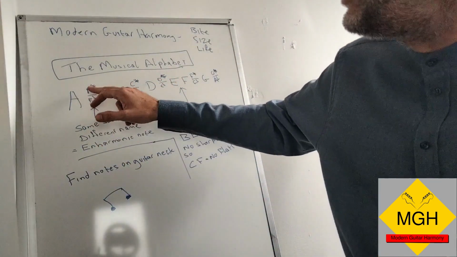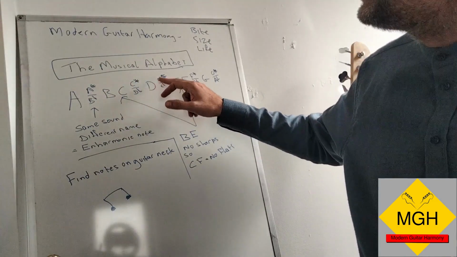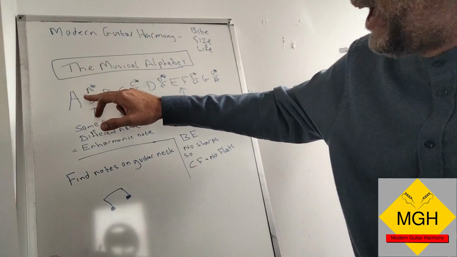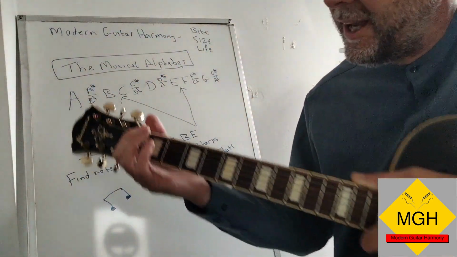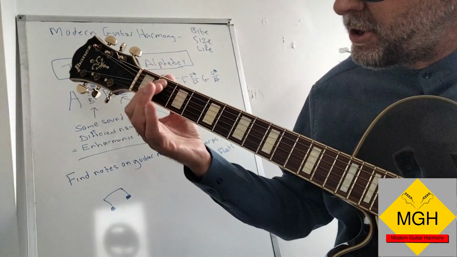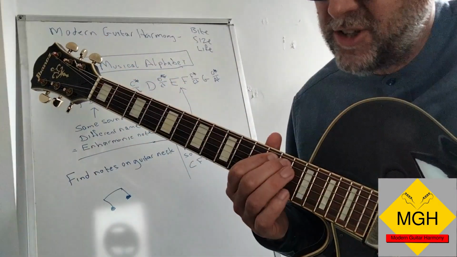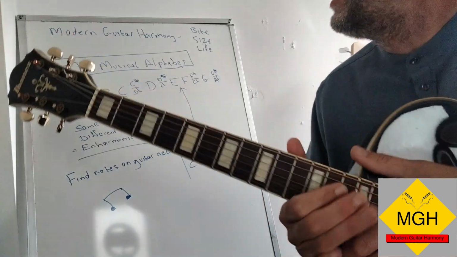It goes A sharp, B, C, C sharp, D, D sharp, E, F sharp, G, G sharp. And then it comes back to A and goes through it again because we have our open A string. And then as we go through the musical alphabet, we end up on A one octave higher, and it repeats: A sharp, B, C, C sharp.